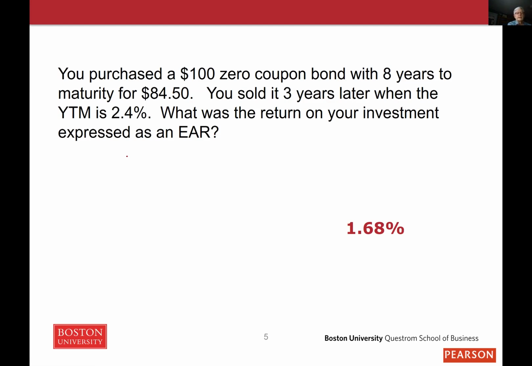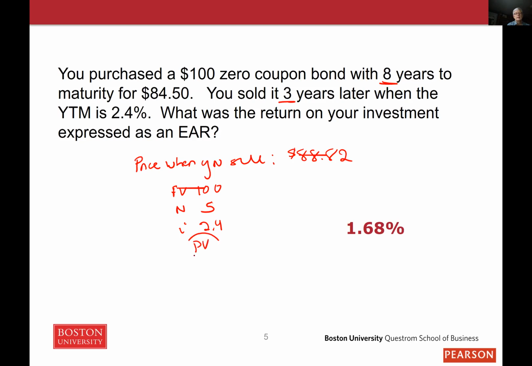So what I'm going to do on this is give you the price, the second price when you sell it. So you can check that is 88.82. And the calculator inputs for that are future value is 100, N is 5 because the first one there were 8 years left. So 3 years later, there are 5 years left. I is 2.4. Price is the present value.